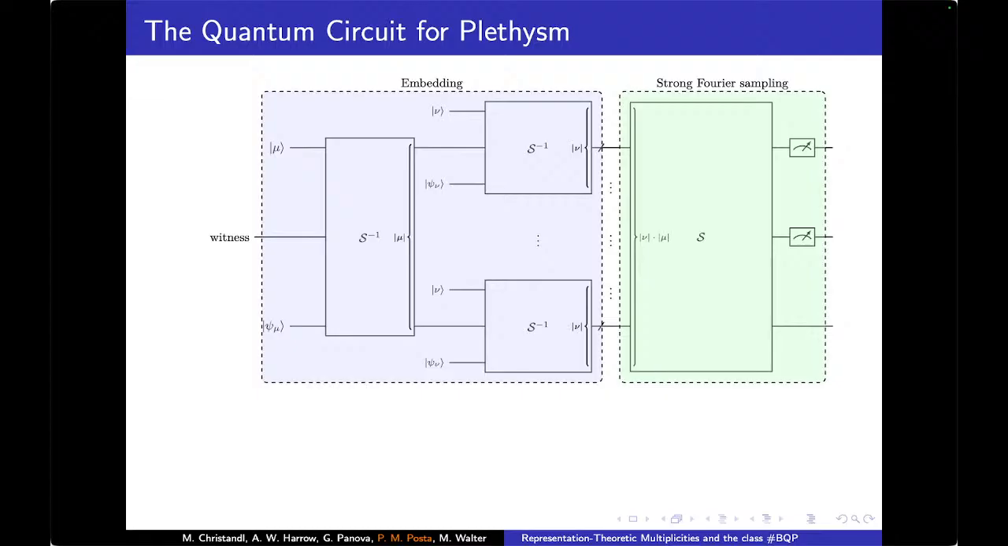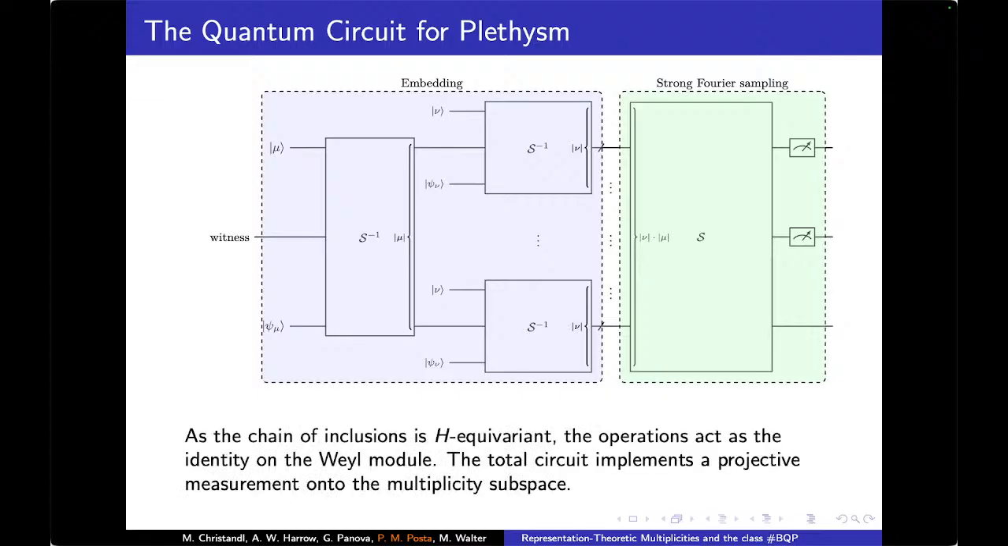We have a witness, we add something and then we embed, we do this inverse Schur transform, we get a lot of stuff, to each of them we add something, and then we do Schur transform like this, and this is the embedding step. And for the strong Fourier sampling, we just use a Schur transform. And it just so happened that to do both of these steps, we only need to use one sort of primitive operation, which is this forward Schur transform. But this, of course, can be generalized to such a setting in which this you do in whatever way you like, and this you also do in whatever way you like. Okay, so overall, this is a projective measurement onto the multiplicity space.